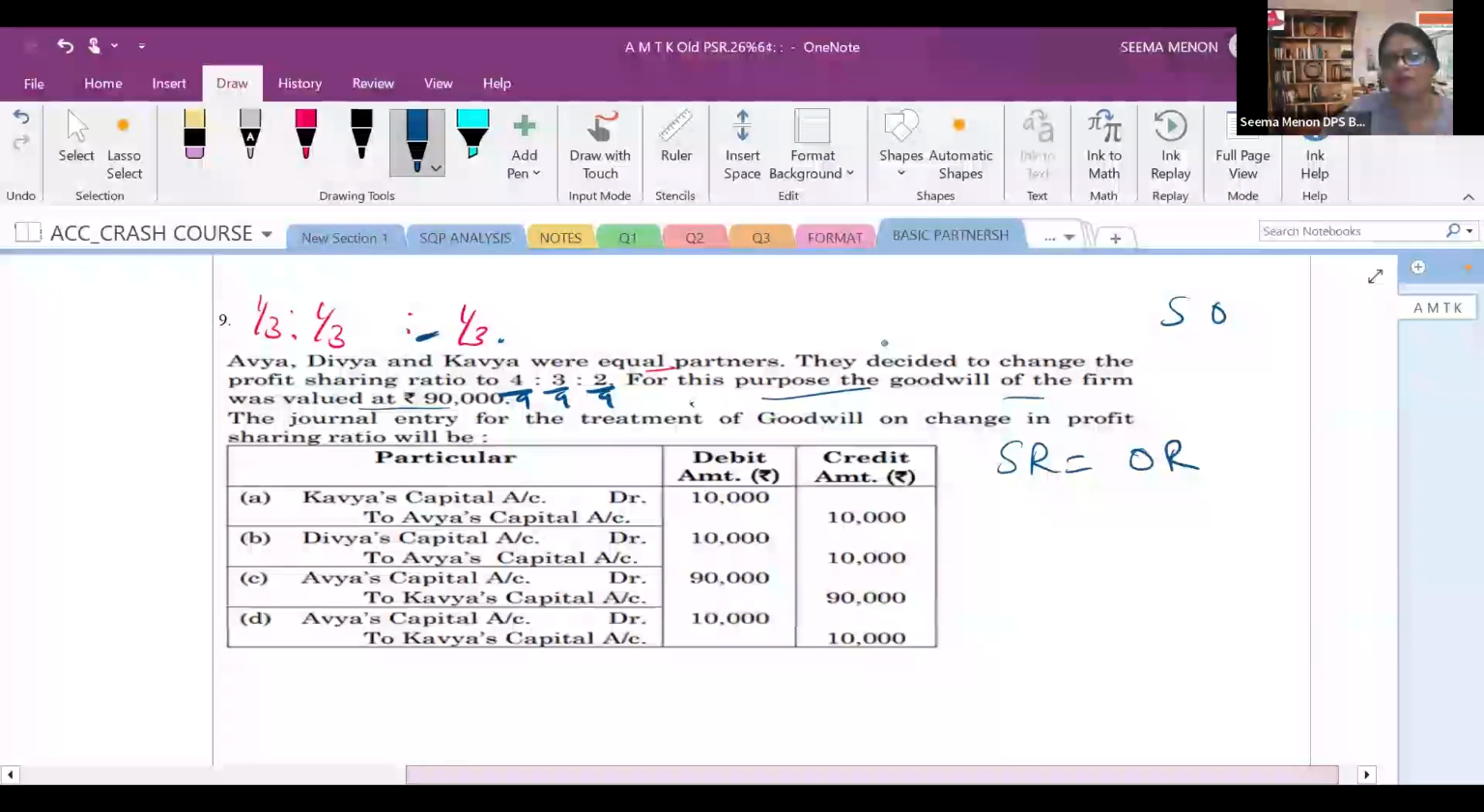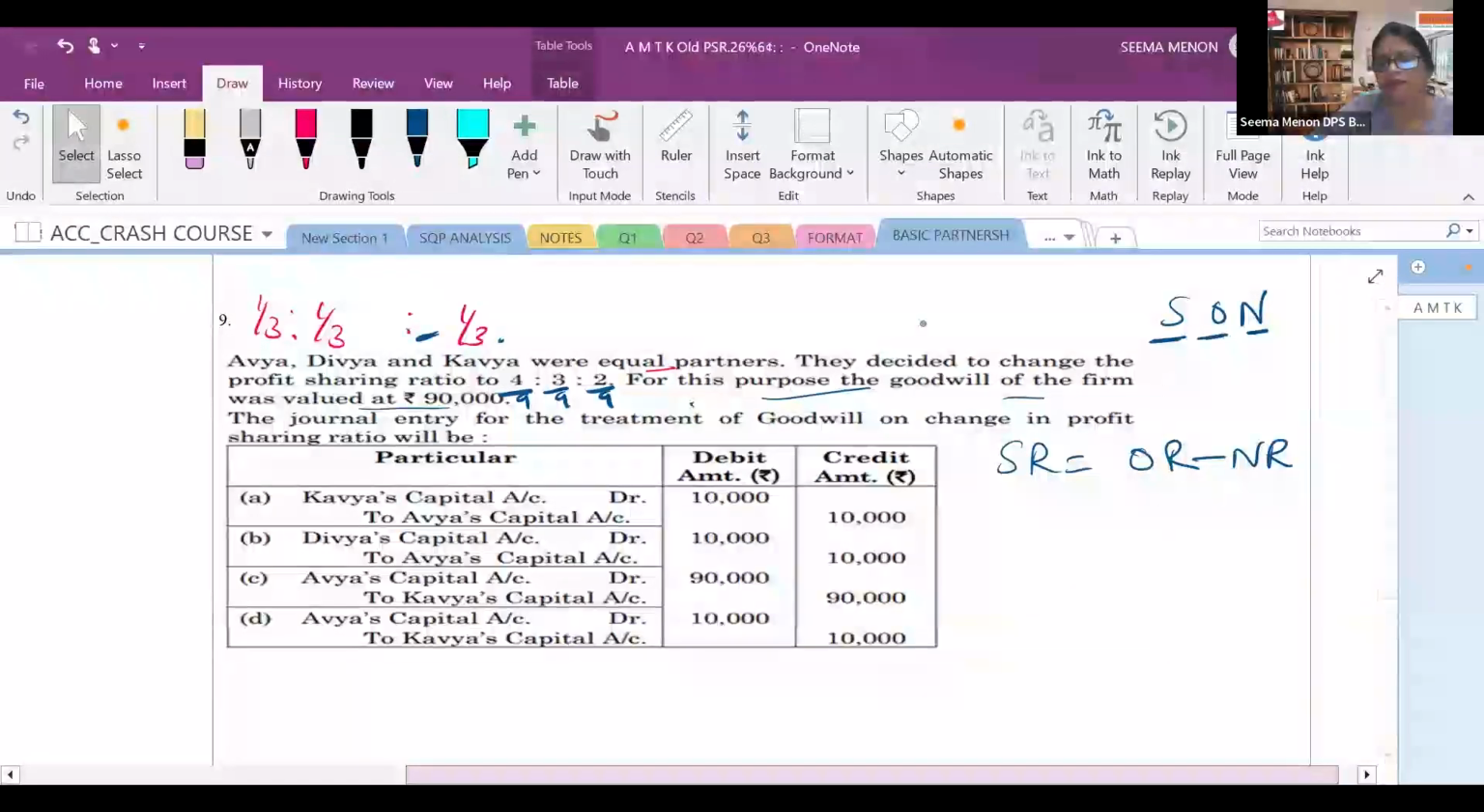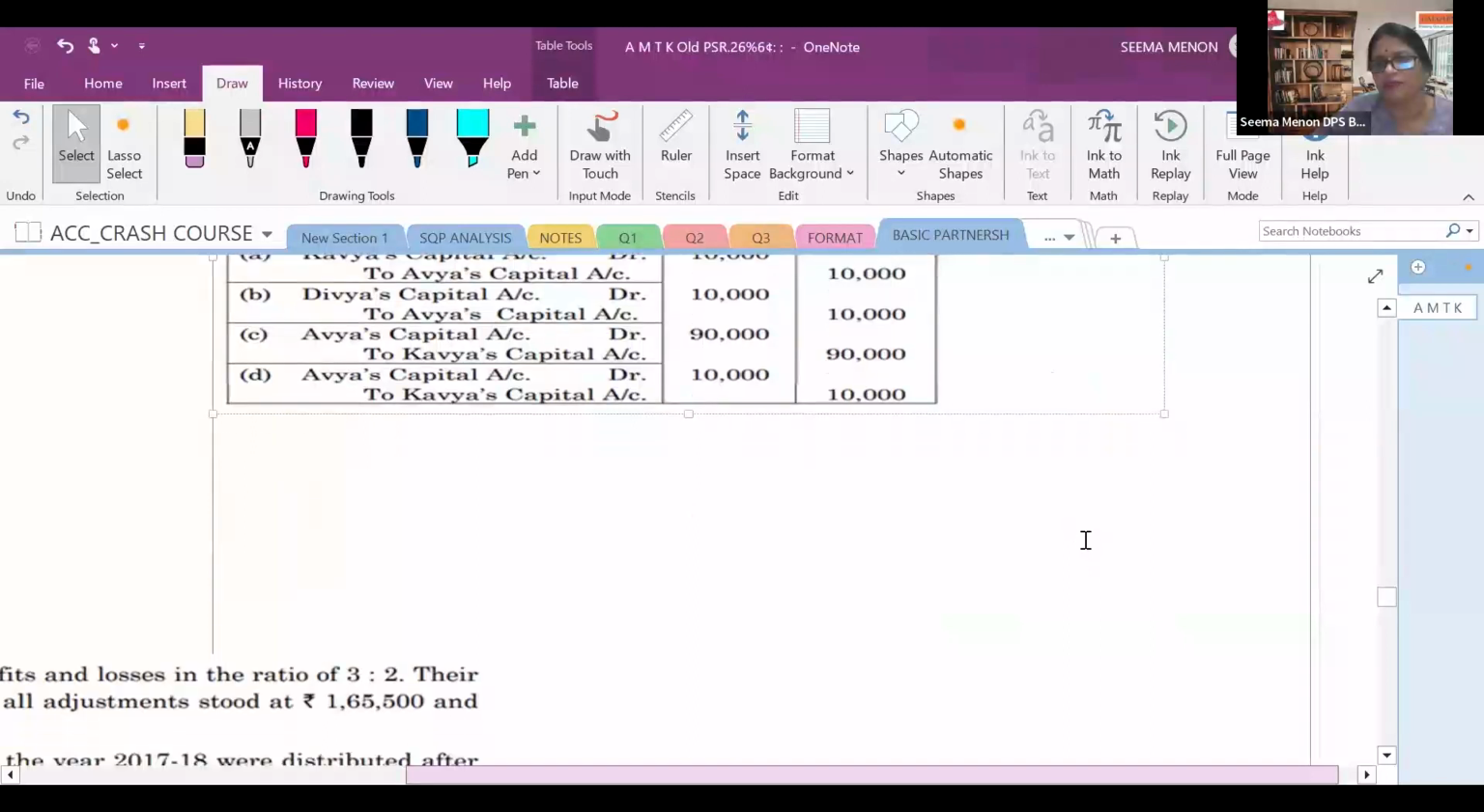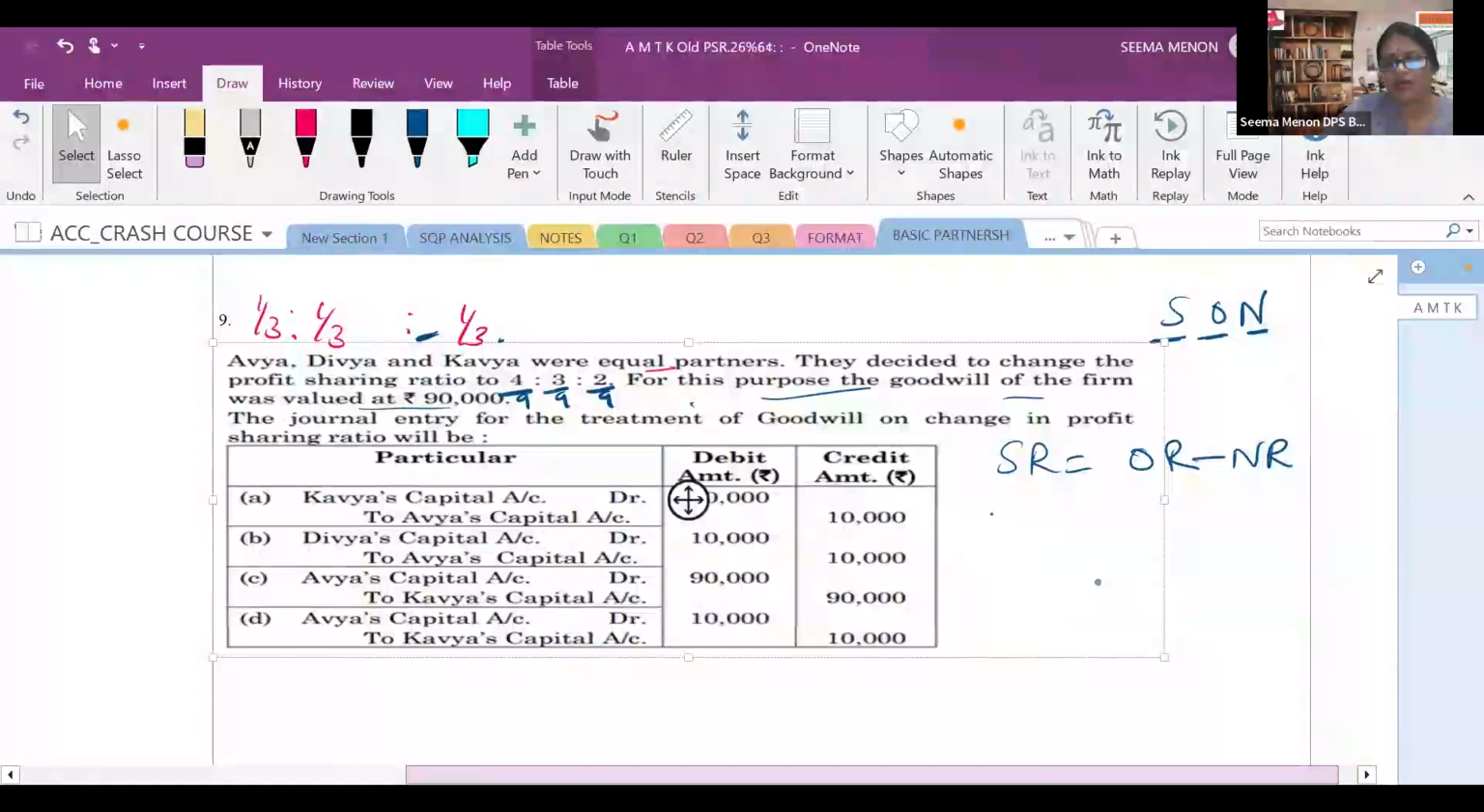Sacrificing ratio is equal to, how to remember? Sacrificing ratio is equal to old ratio minus new ratio. So you will be writing old ratio minus new ratio. Now we have to find out for all the three partners. तीनों partner के लिए we will find out. Let's do this.